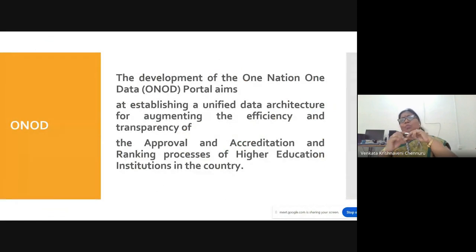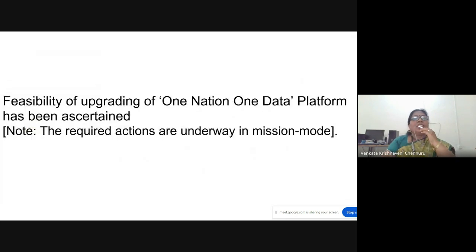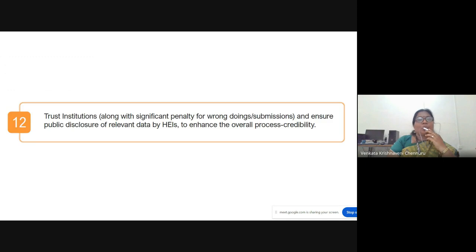The development of the One Nation, One Data portal aims at establishing a unified data architecture for augmenting the efficiency and transparency of the approval and accreditation and ranking process of higher education institutions in the country. So feasibility of upgrading of One Nation, One Data platform has been ascertained. Also the required actions are underway in mission mode.